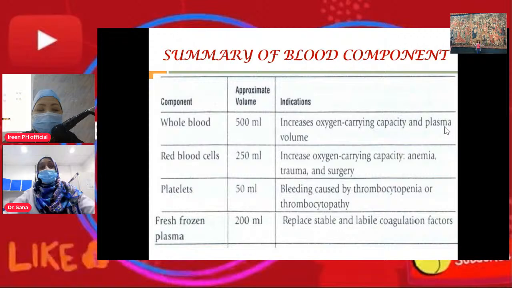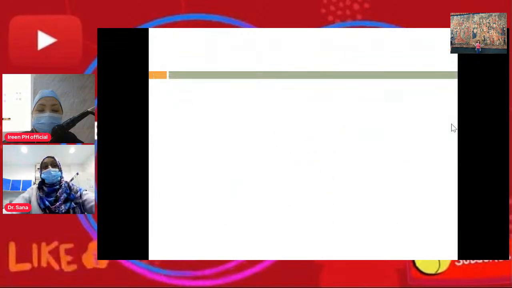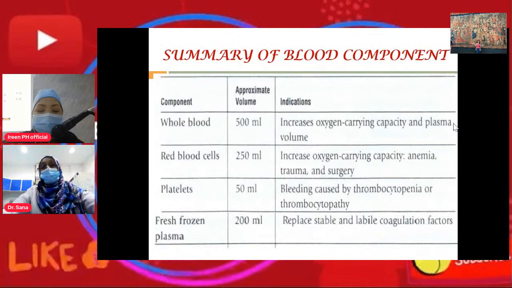The whole blood indication: this increases oxygen carrying capacity and plasma volume. Red blood cell increases oxygen carrying capacity and is also given for anemia, trauma and in surgery. Platelet indication: bleeding caused by thrombocytopenia or thrombocytopathy, if there is a problem in the platelet. Fresh frozen plasma replaces stable and labile coagulation factors. Fresh frozen plasma is very rich with the coagulation factors.